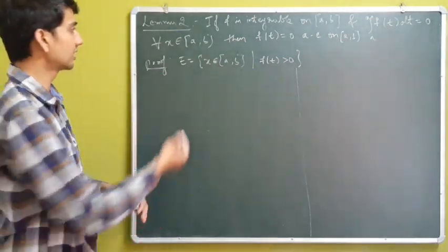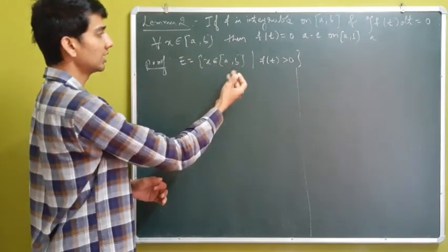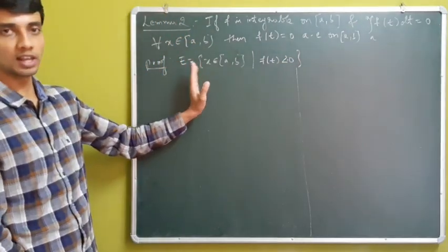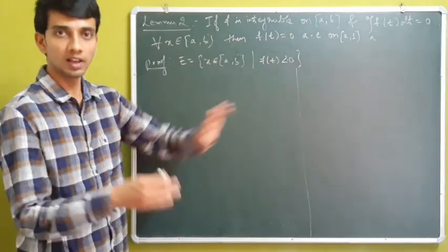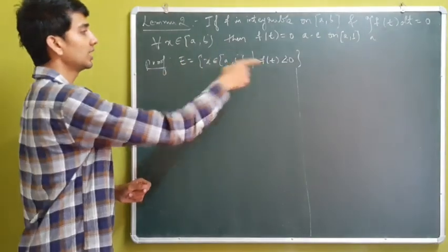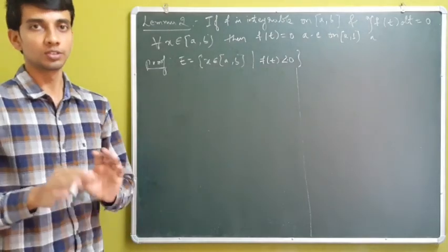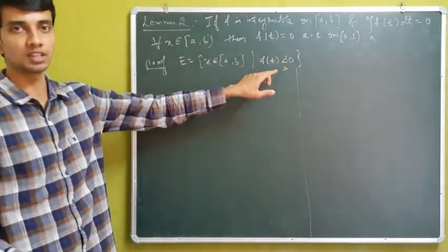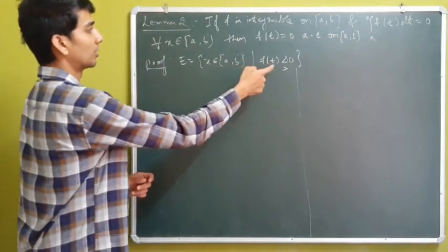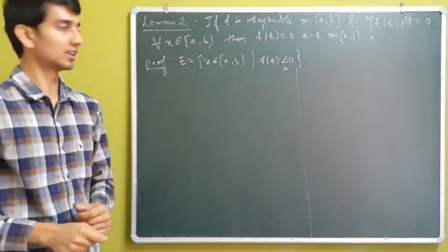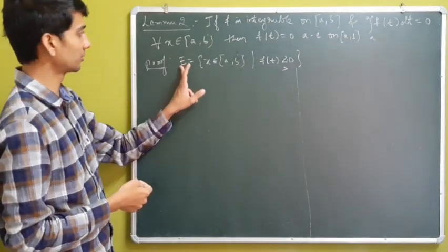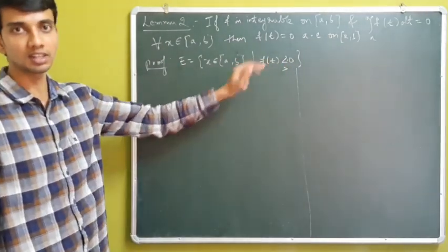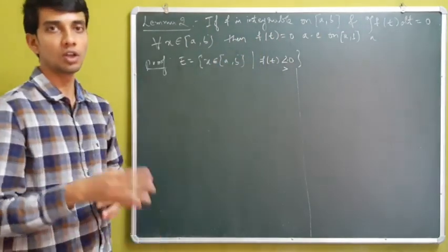Similarly, next I will consider the set E to be the set of all x in [a, b] such that f(t) is less than 0. Again I will prove that the measure of this set is 0, that is, measure of E is 0. So if I prove measure of E to be 0 in both these cases, where f(t) is greater than 0 and f(t) is less than 0, it implies that f(t) should be 0 almost everywhere. So the proof is by this method, showing the measure of E is 0 in two cases.